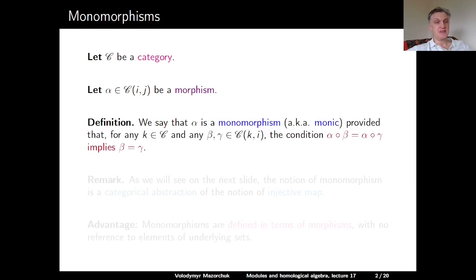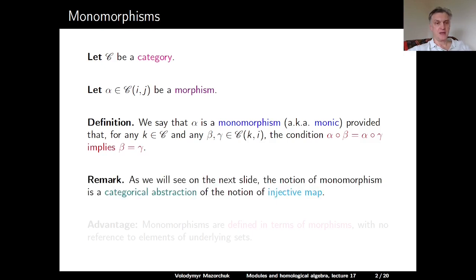Definition: we say that alpha is a monomorphism, also known as a monic, provided that for any object K in C and for any morphisms beta and gamma in C from K to I, the condition that alpha composed after beta is equal to alpha composed after gamma implies that beta is equal to gamma.